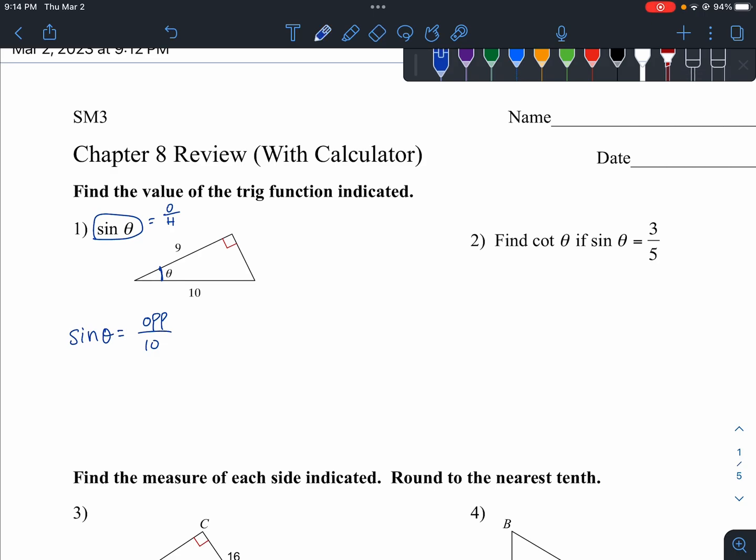So let's call this side over here a squared. So we have a squared plus 9 squared equal to 10 squared. So that's a squared is equal to 100 subtract 81. So I get a squared is equal to 19. And then I take the square root, so I get a is equal to the square root of 19. So that's what the opposite side is, and that should not be a squared. Sorry, that should just be a. Okay, so sine of theta is going to be equal to the square root of 19 divided by 10.